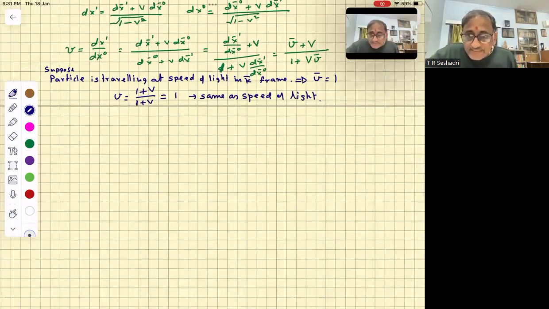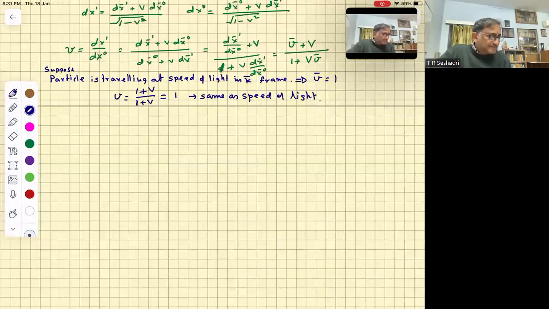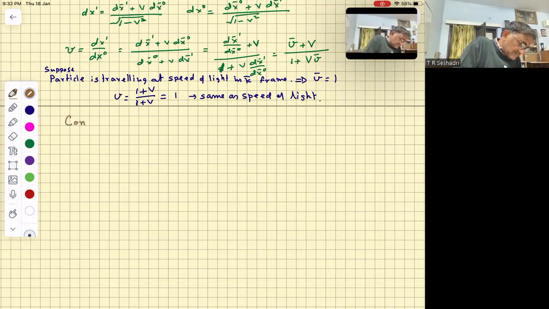Now let us get slightly more greedy. Okay, and let me consider now a particle. Now consider a particle moving in any arbitrary direction.